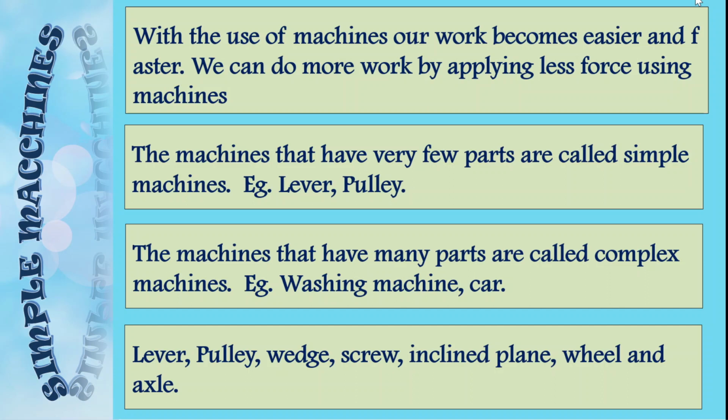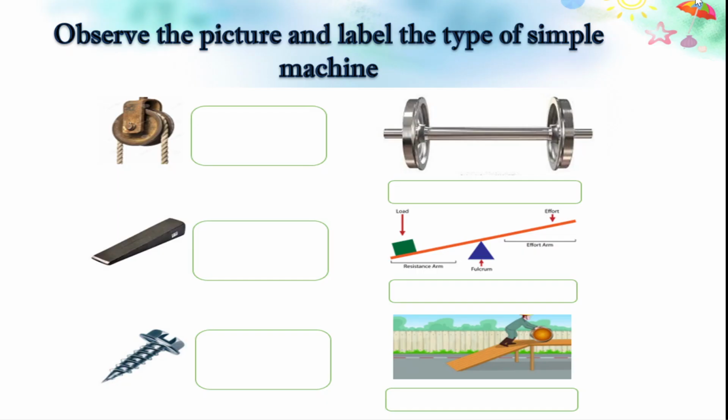The machines that have very few parts are called simple machines. Examples are lever and pulley. And you know that the machines that have many parts are called complex machines. Examples are washing machine, car, whatever it is. There are 6 types of simple machines. One is lever, another one is pulley, wedge, screw, inclined plane, and wheel and axle.